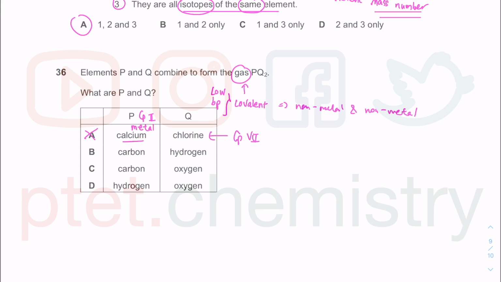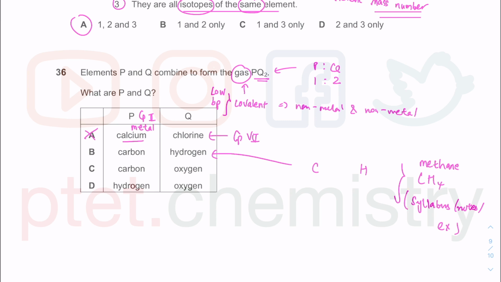We have PQ2. So P to Q, you need 1 P and 2 Q. If you think about carbon and hydrogen, you actually need to know the formula already. It's called CH4. It's called methane. This is in your syllabus as well as in your notes, and they're in your exercise as well as your example in work 4. So it's not like you don't know it at all.